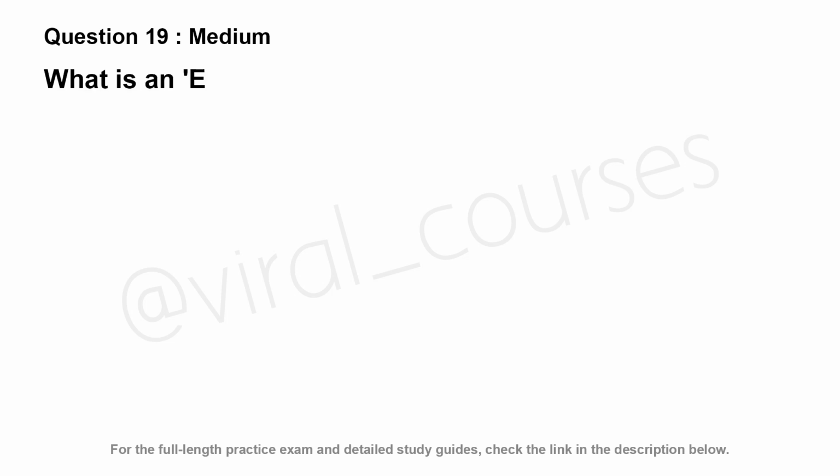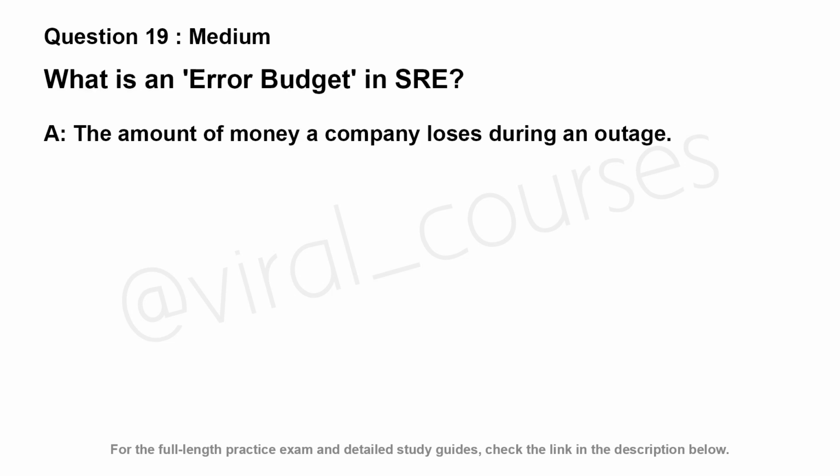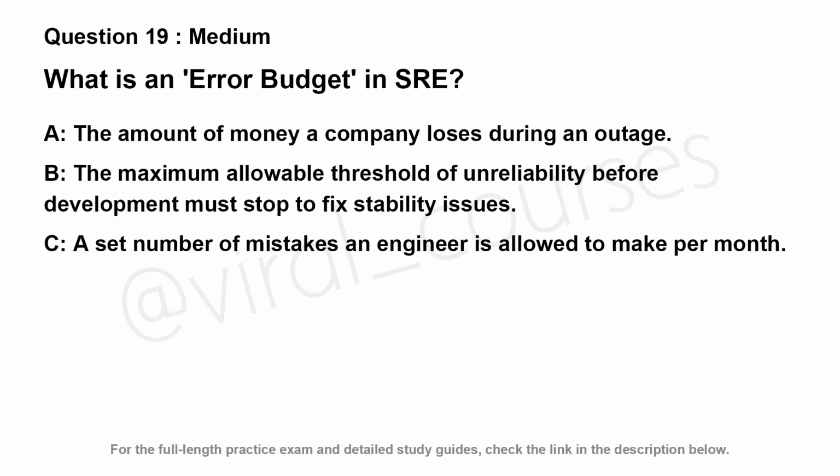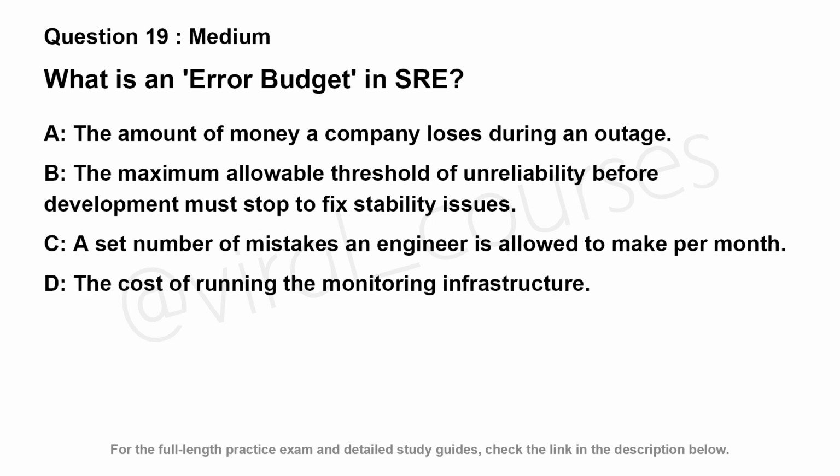What is an error budget in SRE? Option A. The amount of money a company loses during an outage. Option B. The maximum allowable threshold of unreliability before development must stop to fix stability issues. Option C. A set number of mistakes an engineer is allowed to make per month. Option D. The cost of running the monitoring infrastructure.